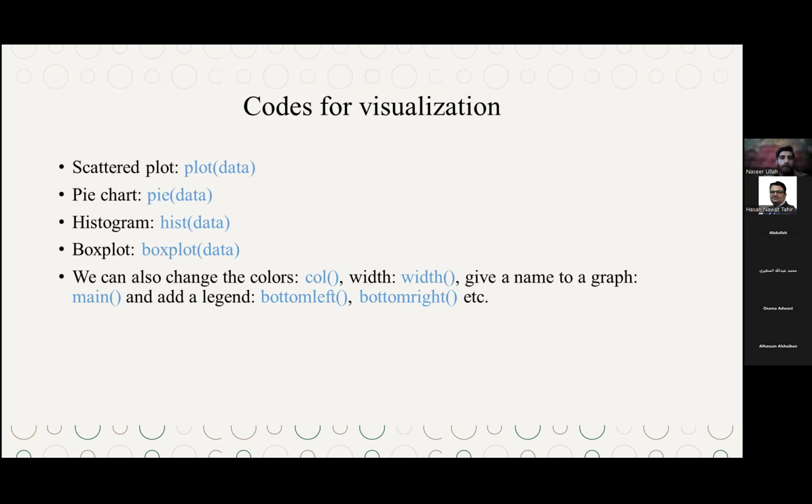For the scatter chart, the code is plot and data. For pie chart, it is pie and data. For histogram, it is histogram and data. For box plot, it is boxplot and data. We can also add colors, weight, and legends to the top, whichever area we like in the plot.